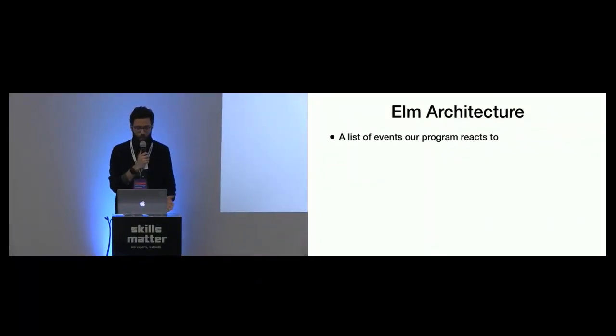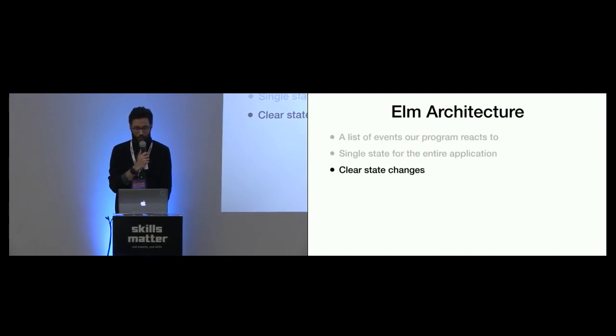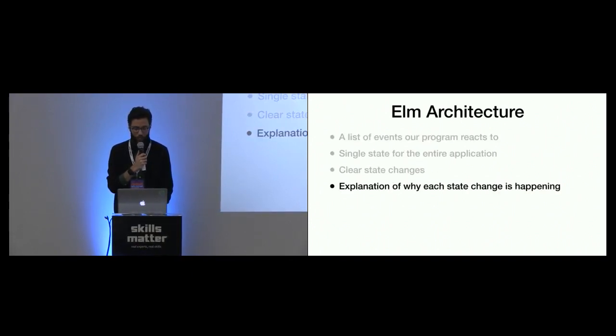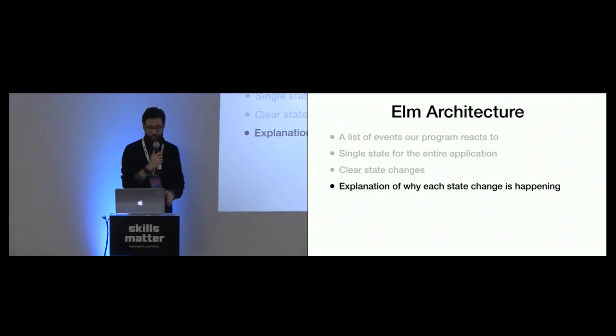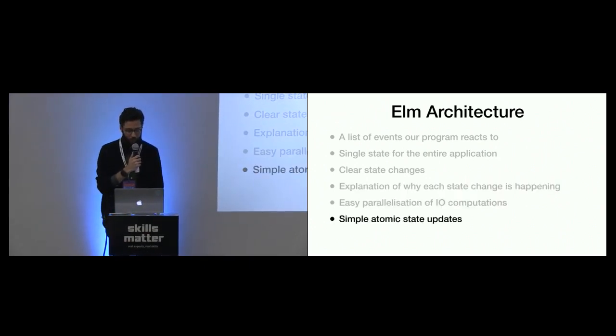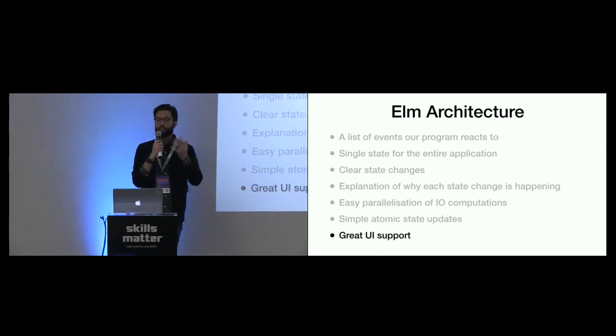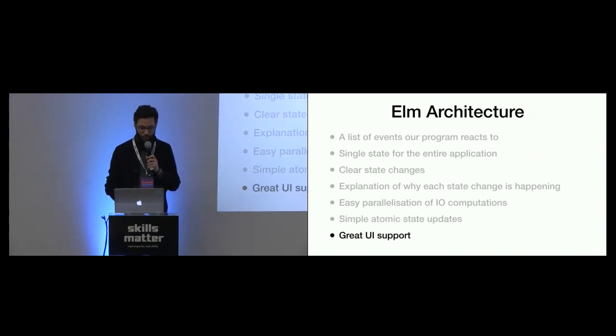So with the Elm architecture, we get a list of events our program reacts to, very useful. Single state for the entire application. We get clear state changes. We get an explanation of why each change is happening. We get easy parallelization of I/O computations, simple atomic state updates, and great UI support, and all of that without getting very fancy.